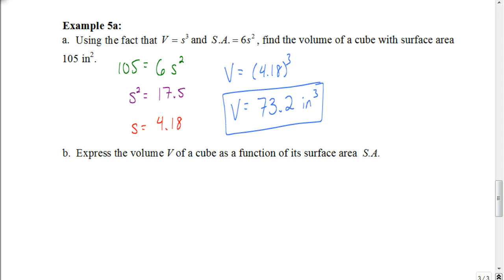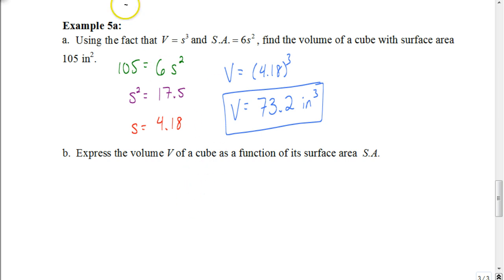Now what if I had to do this a number of times? It would be better if I had a formula that would get me directly to my answer, and that's what they're asking for here. It says express the volume of a cube as a function of its surface area. So originally, the formula for our volume is written as a function of its side length, or its edge length. So we want to change that up so it's a function of its surface area. So how do we do that?